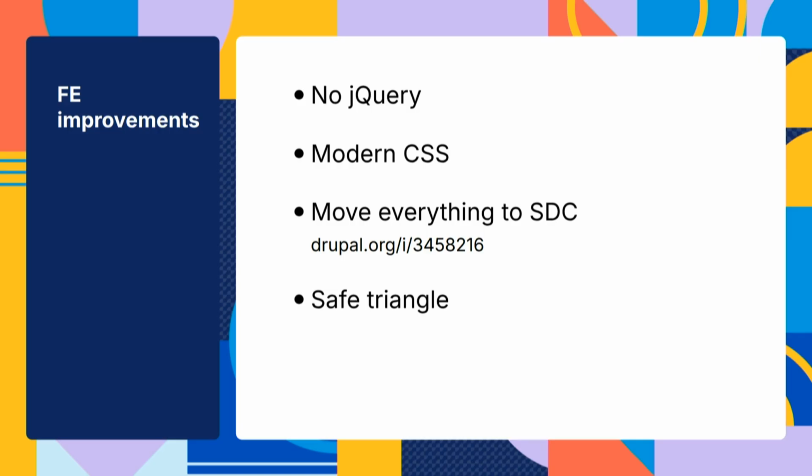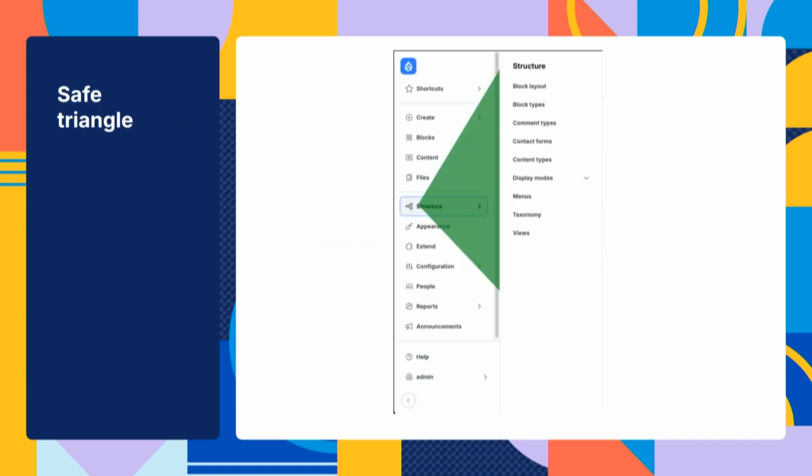We're obviously using modern CSS, but everything is being moved to SDC. We have several SDCs there, which is great. And one of the really nice things is this safe triangle. This is a strategy that was implemented years back. This is not new news. It actually started, I don't know, 10 or 15 years ago. Amazon implemented it for the first time. It's like a small UX improvement that has a huge impact on the speed at which you can move around.